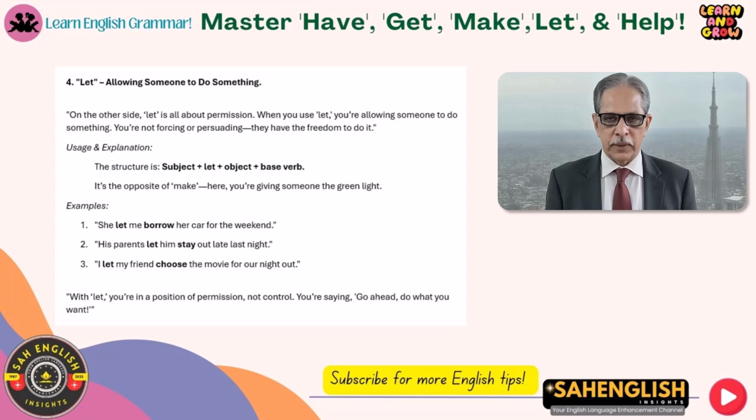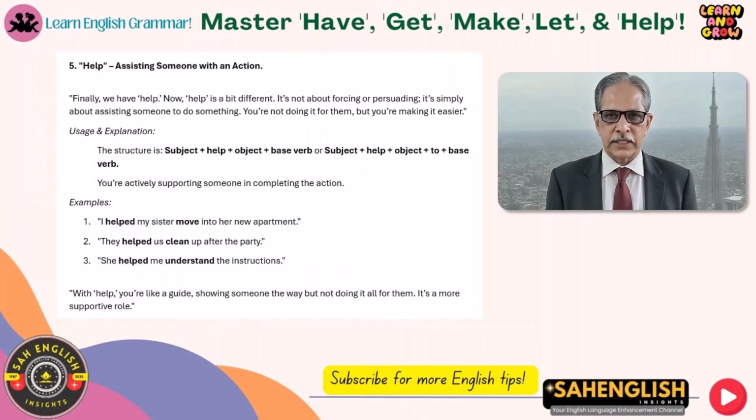Examples. 1. She let me borrow her car for the weekend. 2. His parents let him stay out late last night. 3. I let my friend choose the movie for our night out. With let, you're in a position of permission, not control. You're saying, go ahead, do what you want.